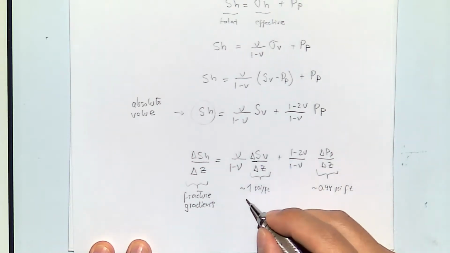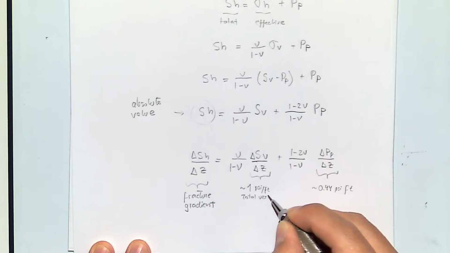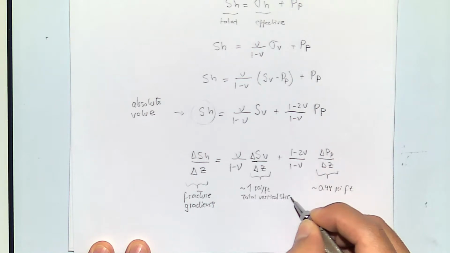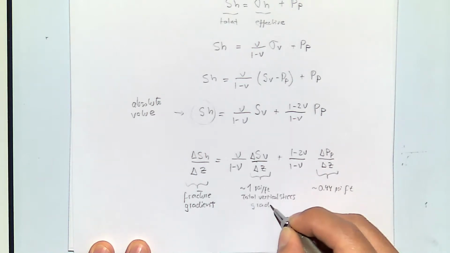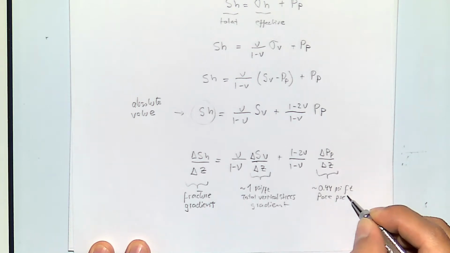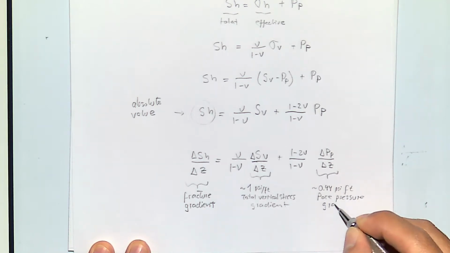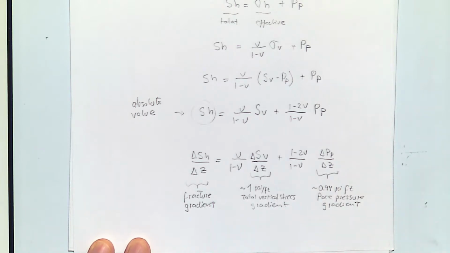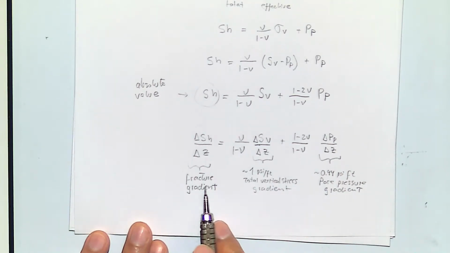Again, this is total vertical stress gradient. This is pore pressure gradient. And now this is the fracture gradient.